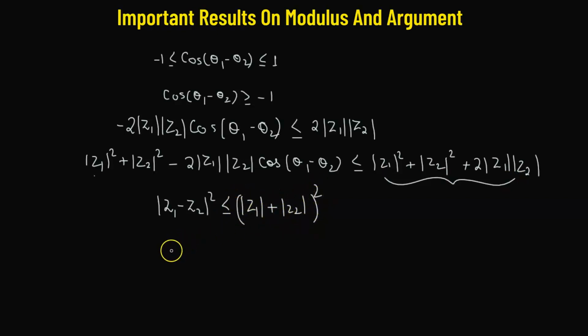Now we're going to take this positive square root on both sides, so we'll have absolute value of z1 minus z2. So this is going to be less than or equal to absolute value of z1 plus absolute value of z2. Hence we have shown this second triangular inequality as well.